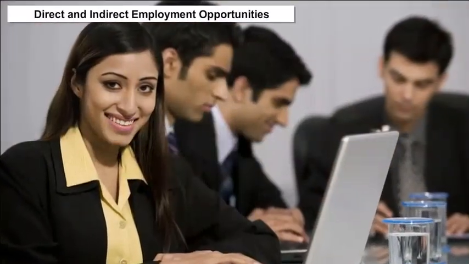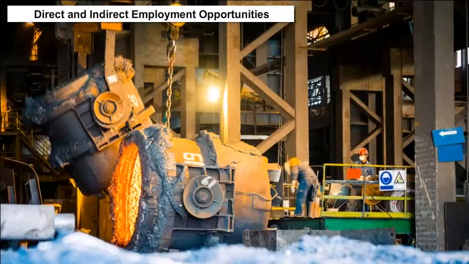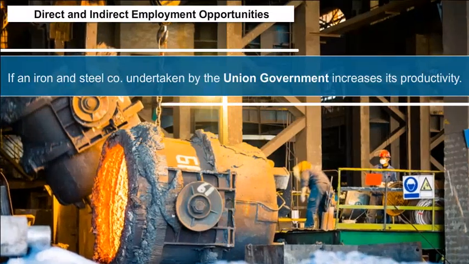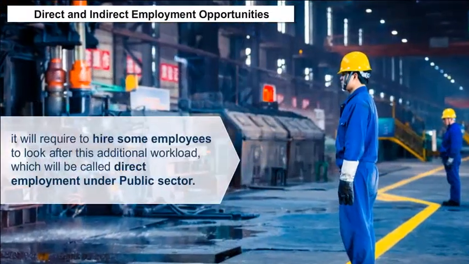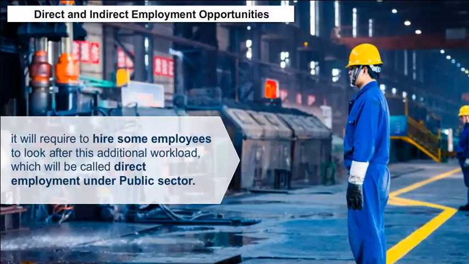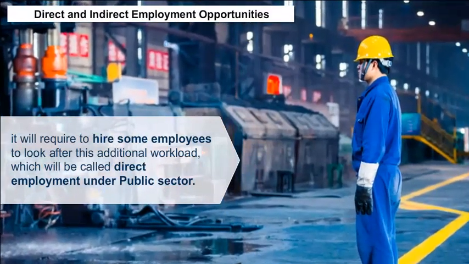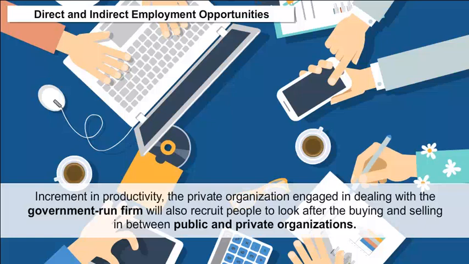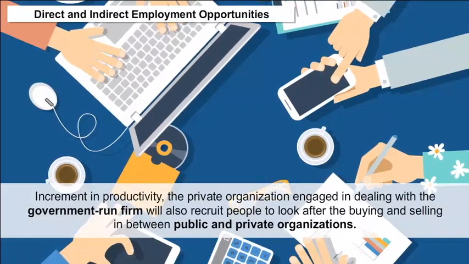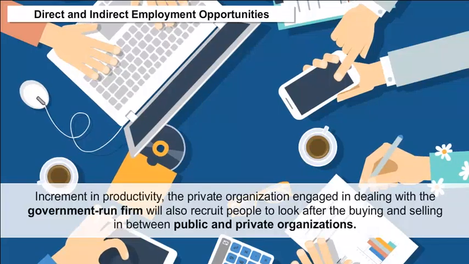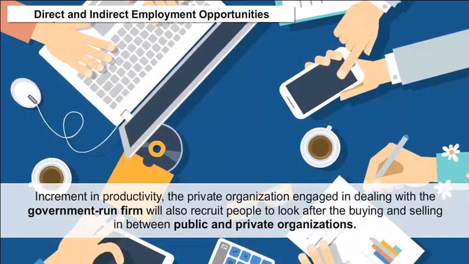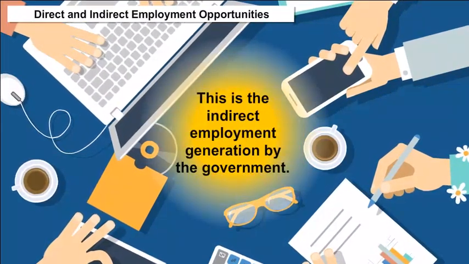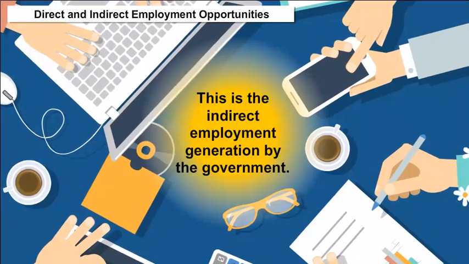Direct and indirect employment opportunities. For example, if an iron and steel company undertaken by the union government increases its productivity, it will require hiring some employees to look after this additional workload, which will be called direct employment under the public sector. Due to this increment in productivity, the private organizations engaged in dealing with the government-run firm will also recruit people to look after the buying and selling between public and private organizations. This is indirect employment generation by the government.